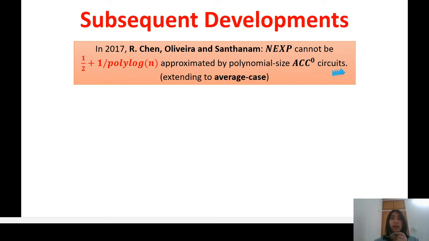This lower bound means that you can pick a language L in NEXP such that every polynomial size ACC0 circuit only agrees with L on at most a 1/2 plus 1 over polylog n fraction of inputs. Notice that if you only want to agree with some language on half the inputs, then you always have a trivial circuit that does the job. So this lower bound essentially means that if you only have polynomial size ACC0 circuits, then you cannot do much better than this trivial bound of half.